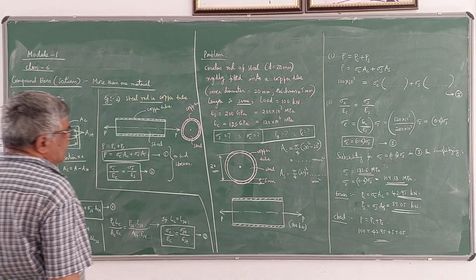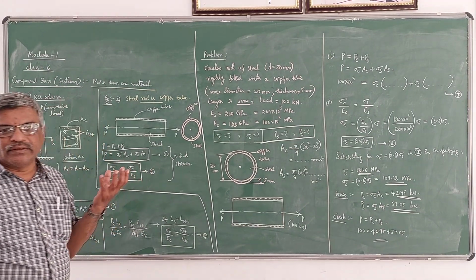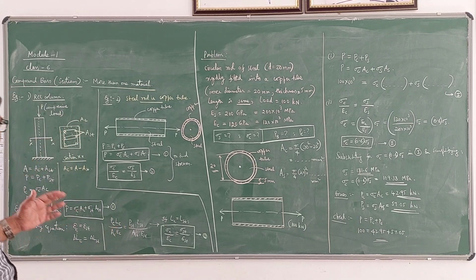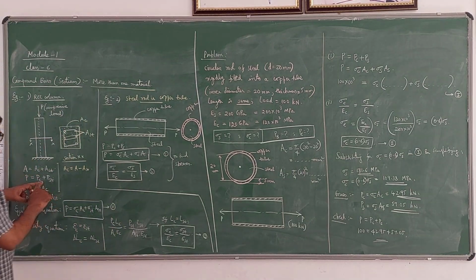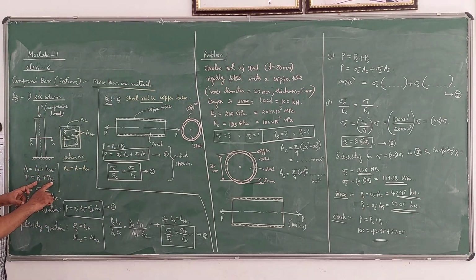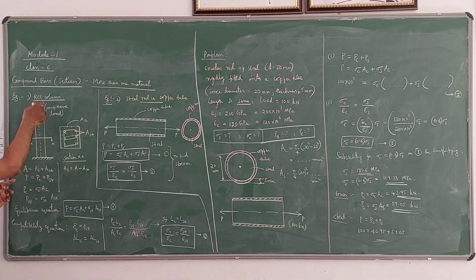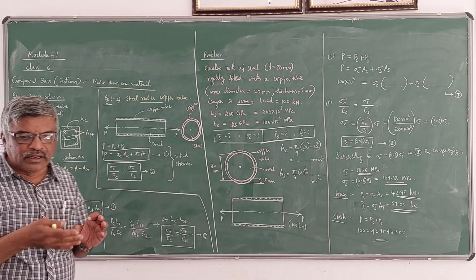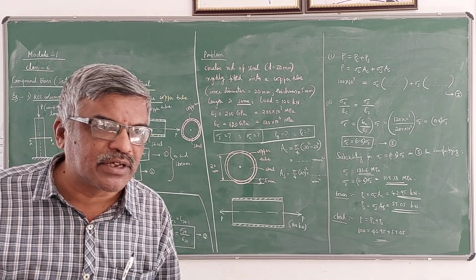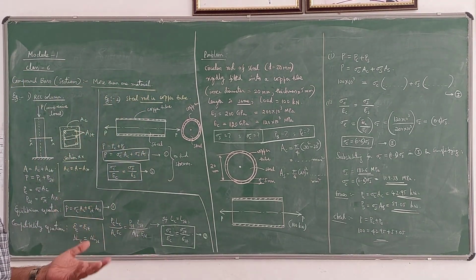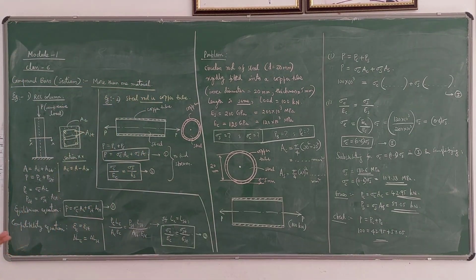In compound bars, the two materials share the load. Here PC and PST are the loads shared by concrete and steel respectively. The total load is shared. For example, if the total load is 1000 kilonewton, concrete may take some 600 kilonewton and steel may take 400 kilonewton. It need not be the same. It can be different also.